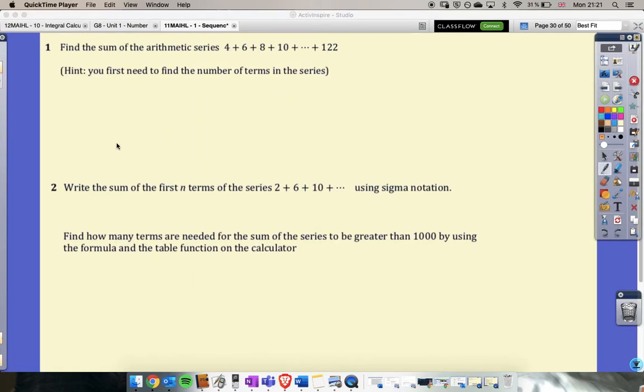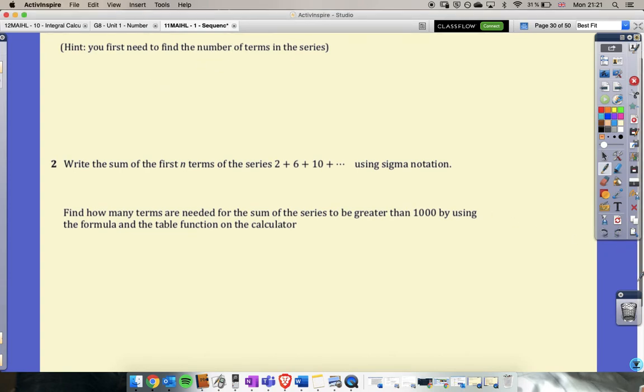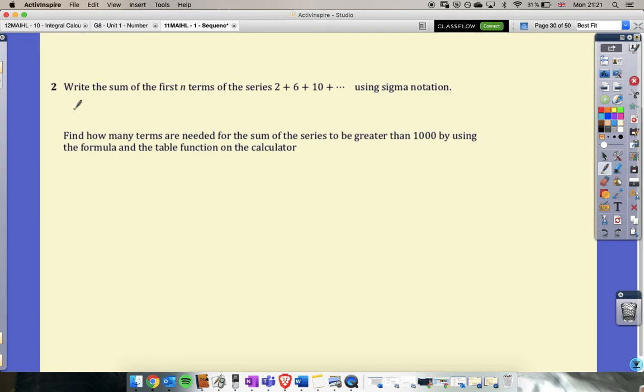So let's now take a look at an example which tries to pull together as much of this as we can. I'm going to leave the first example for you to try. I think you should find it fairly straightforward, but let's take a look at the second. We're first asked to write down the sum of the first n terms of this series using sigma notation. So we want the first n terms. So we're starting with the first term and going up to the nth term. All we need now is an expression for the sequence that starts 2, 6, 10.